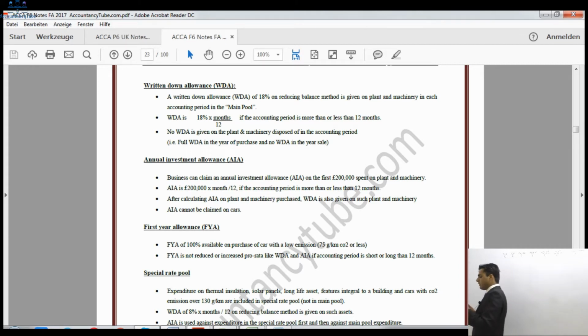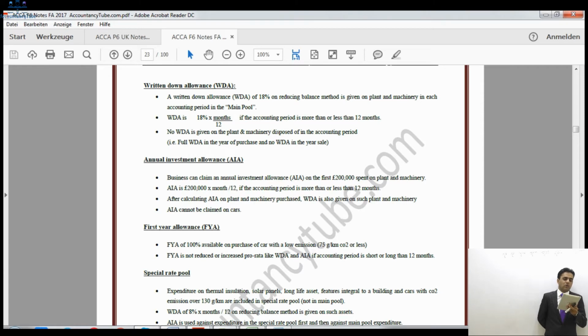The business can claim annual investment allowance on the first £200,000 spent on plant and machinery. And this limit is, as I said, per year. So if the accounting period is more than 12 months, then obviously we'll have to adjust that. And likewise, if it is less than 12 months, we'll have to adjust it as well.